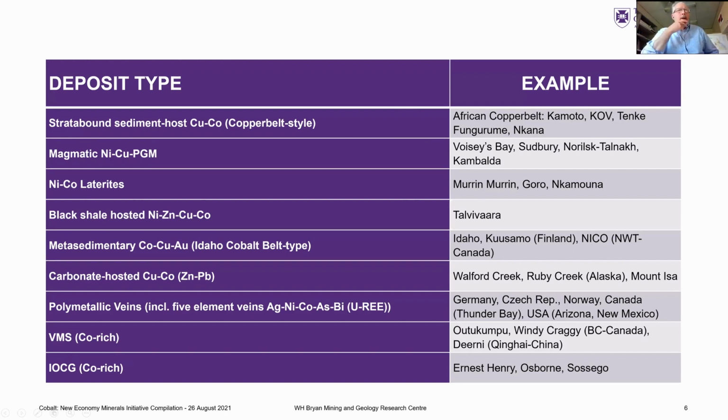Now, Rick was showing you that for the rare earth deposits there are a variety of deposit styles, and cobalt is no exception. I've listed what I think are 9 deposit styles here, and the top three have the majority of the production, I think 96% of the global production. Then you have these other deposit styles that form lesser production, for example the Idaho cobalt belt types, or not a lot of production in terms of EMS or IOCG. A lot of the IOCG deposits are not even really producing cobalt, so it's more a resource for the future. So plenty of deposit types.